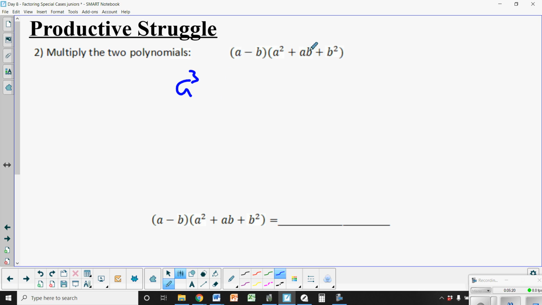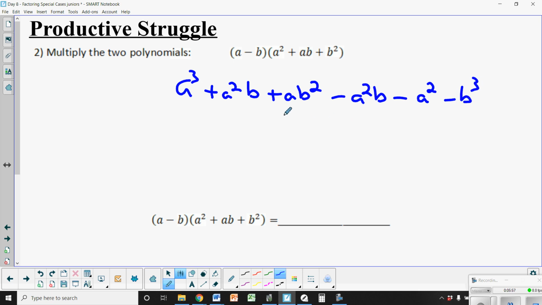And then a times ab is going to be plus a squared b. A times b squared is going to be plus ab squared. And then we'll do the same. We'll do a negative b times a, so that's minus a squared b. Notice that I'm writing the a term first. Negative b times a positive ab is going to be minus ab squared. And then negative b times a positive b squared is going to be negative b cubed.